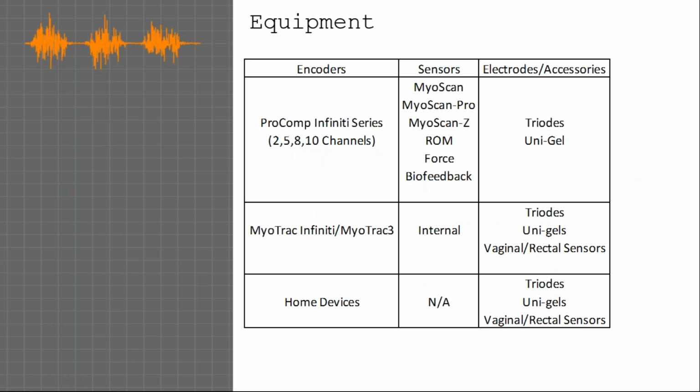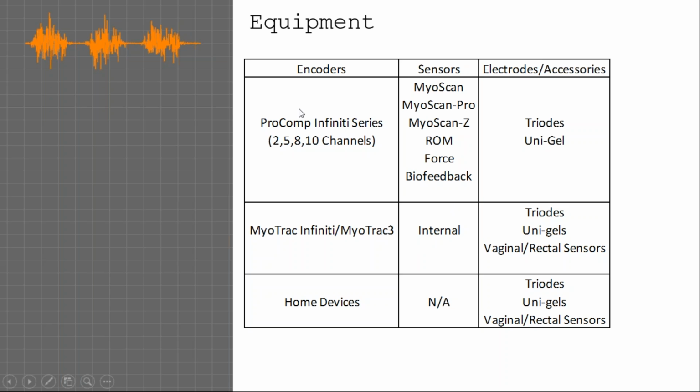With EMG, we have a few different things going on. We have what we call our ProComp Infinity series, which is where I just did the assessment, where we're able to measure EMG, range of motion, muscle force, and then other kind of peripheral measures. We also have a few EMG-only units, which we'll talk about. That's our MyoTrack Infinity line. And instead of having these sensors externally, they're going to be built into the unit themselves. That's what that internal means. And then we also have a few home devices that are going to be geared towards home EMG use or home pelvic floor rehab. So we'll get into that a bit.